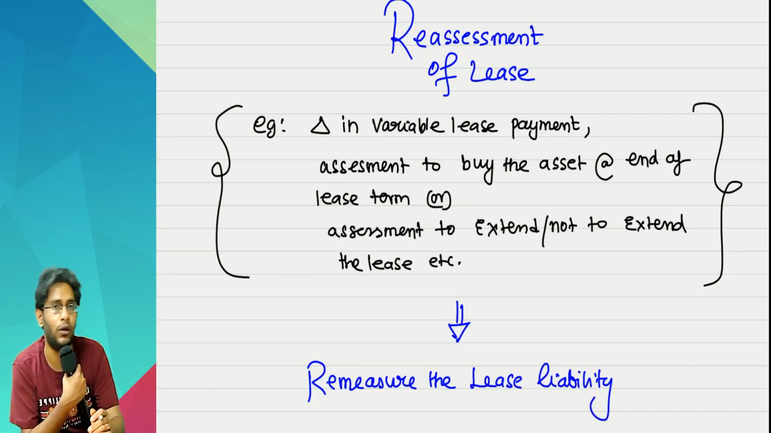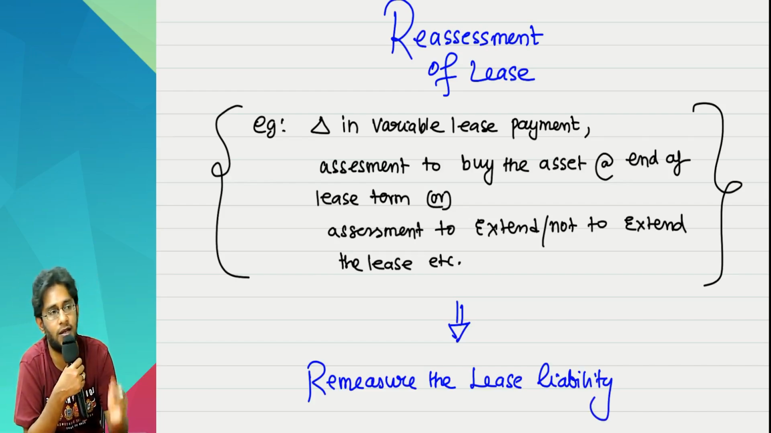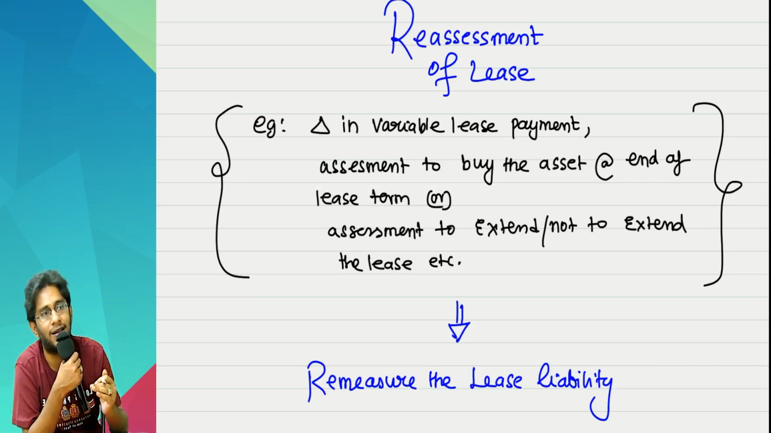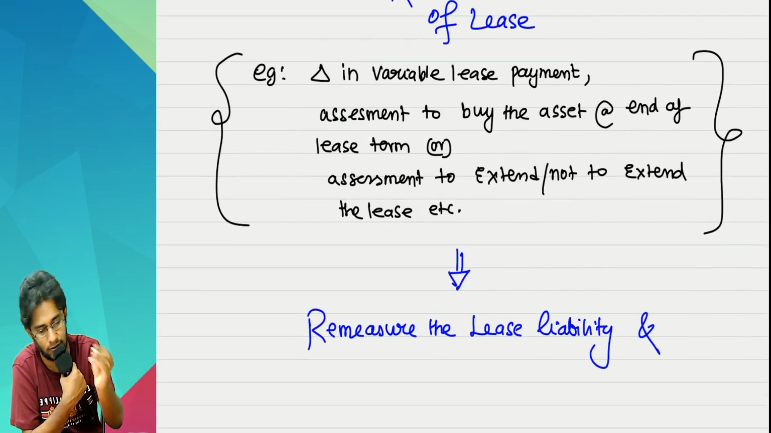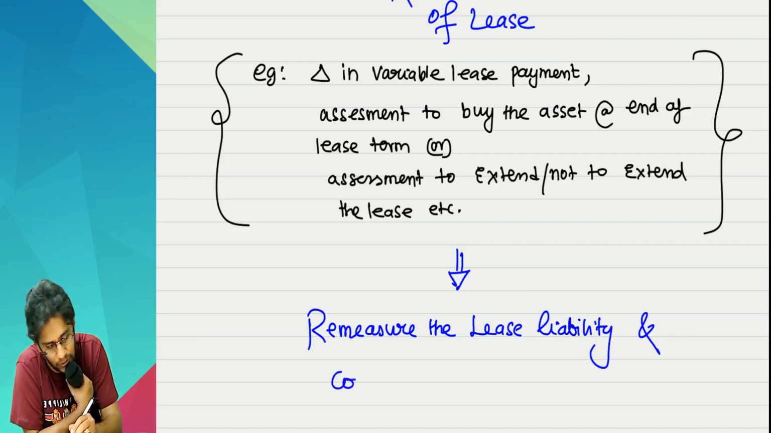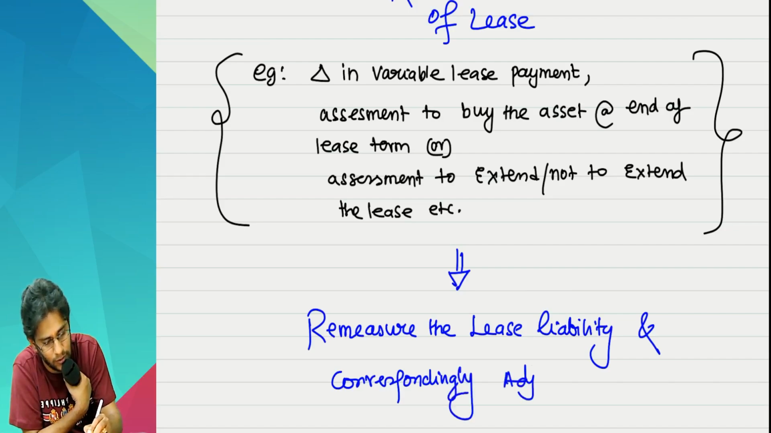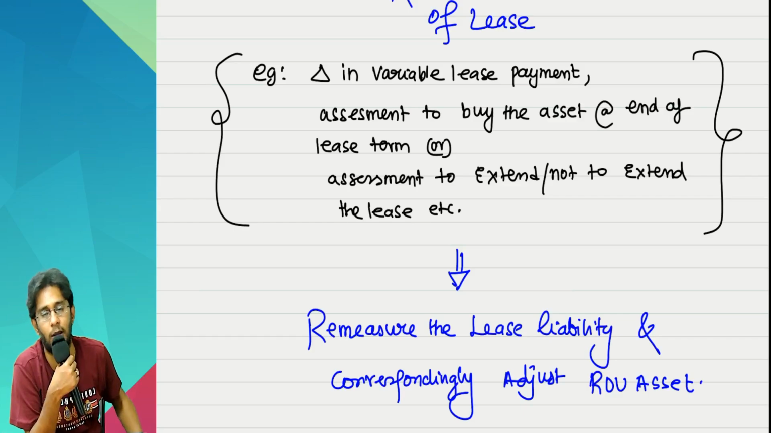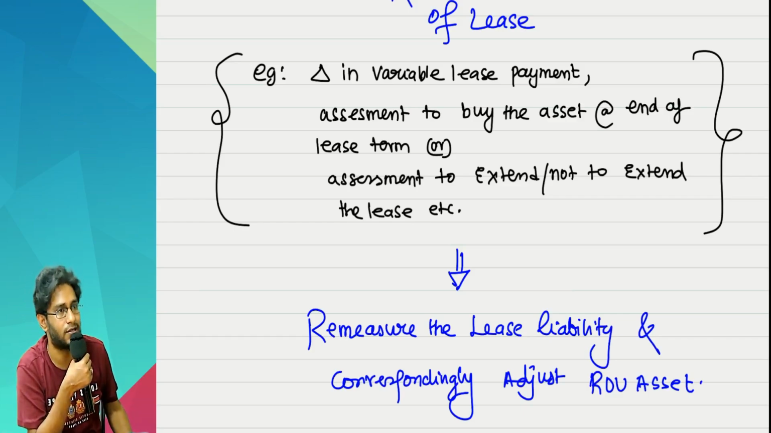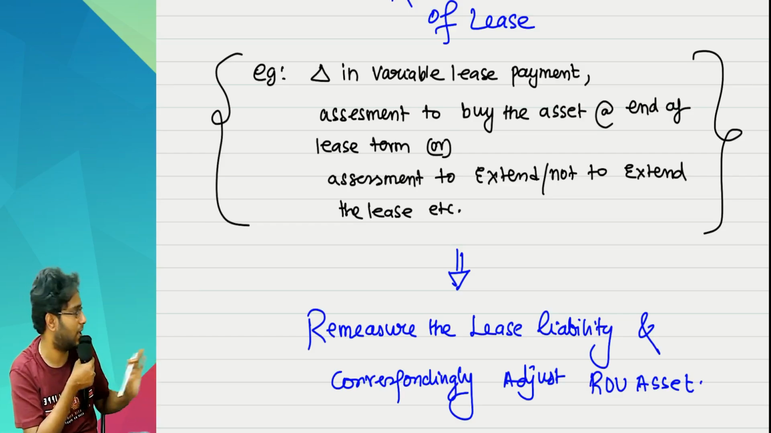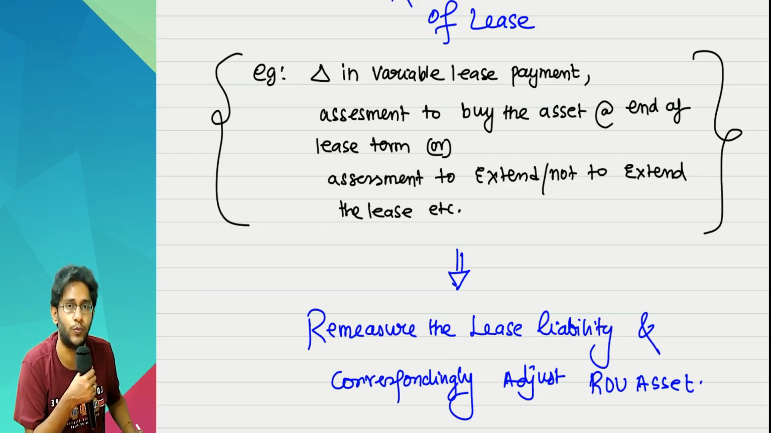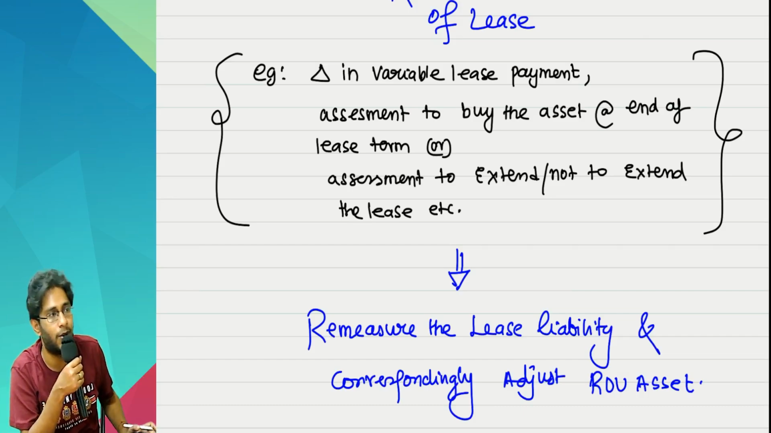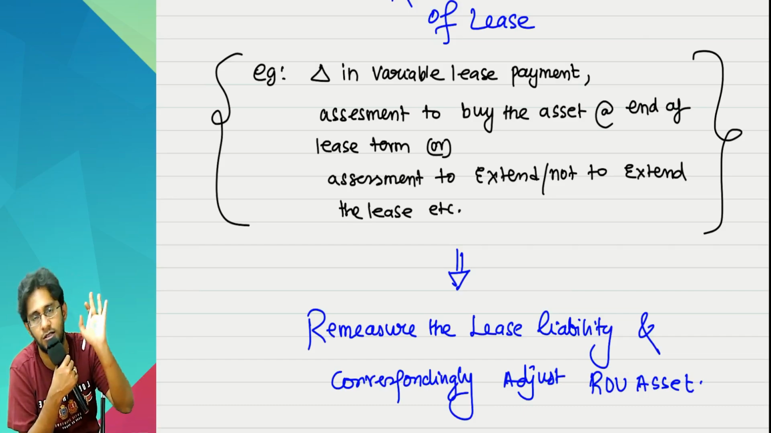Yes, sir. When you change the lease liability, what happens? Either the lease liability will increase or decrease. You have to correspondingly adjust the ROU asset. Lease liability increased, credit lease liability, debit ROU asset. Lease liability decreased, debit lease liability, credit ROU asset. As simple as that. Direct impact to the ROU asset. Sir, will anything go to P&L? Nothing. It stays in the balance sheet. Total adjustment, remember the adjustment.